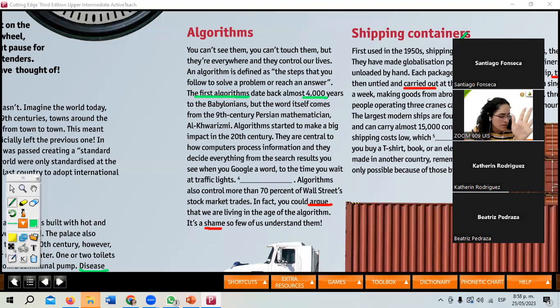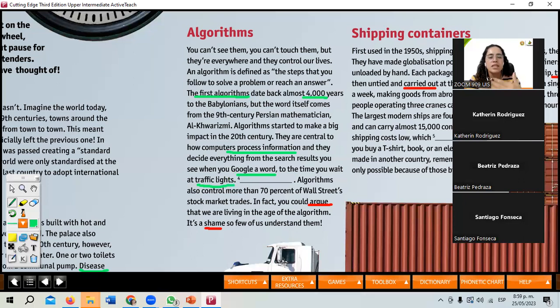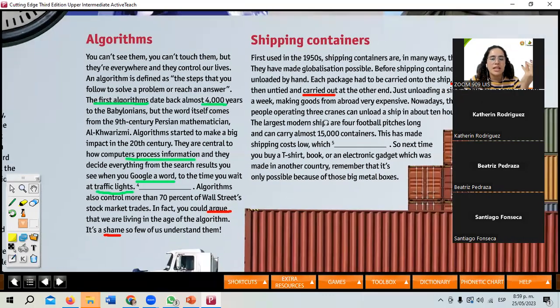Okay, Santiago, you have your hand up. Well, I want to say that the algorithm allowed us to process information that we can do what we did 100 years ago. Yes, exactly. So with algorithms, we have steps to solve a problem. So it's used basically in everything that we do in computers, when we Google something, on the traffic lights on the streets, all of this is managed through algorithms. So they are very, very useful in our daily lives.